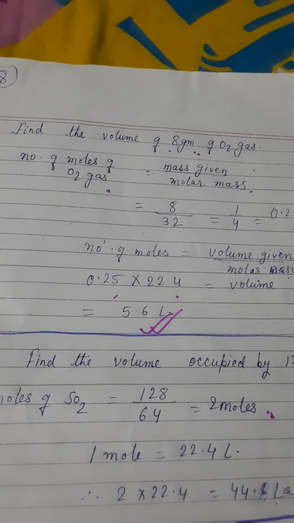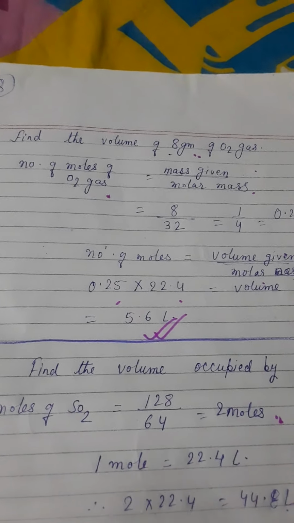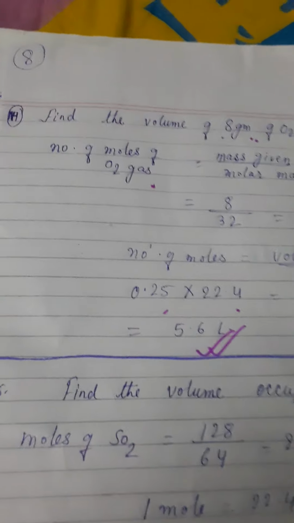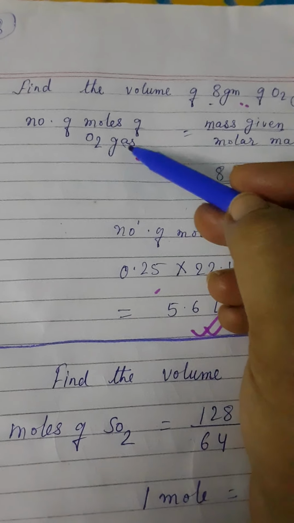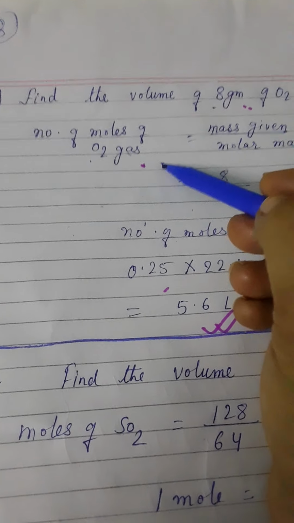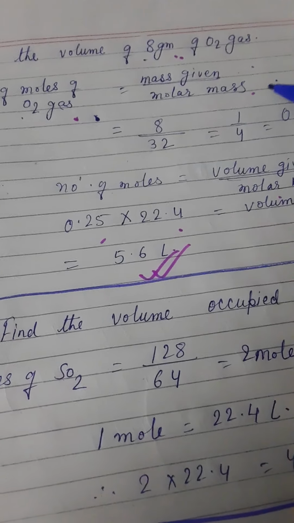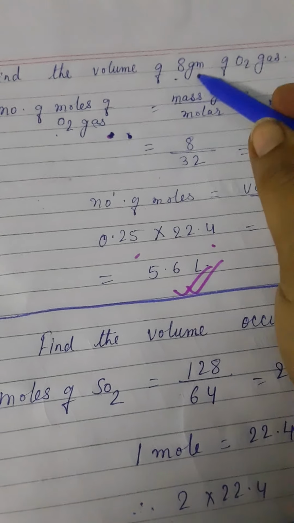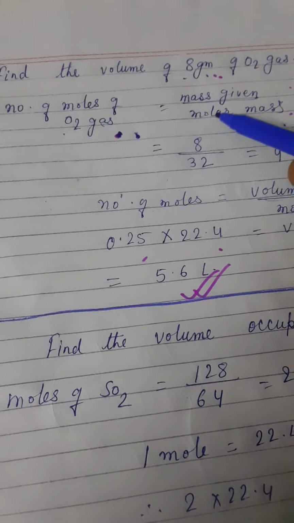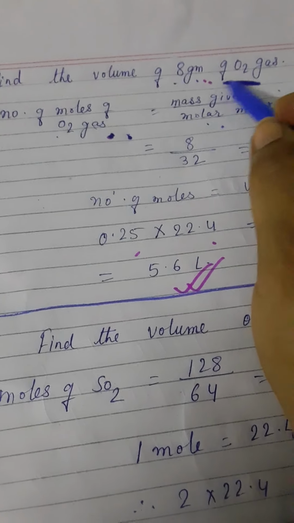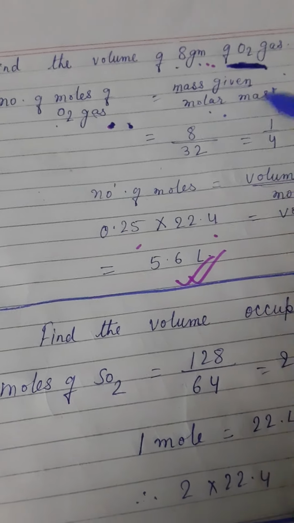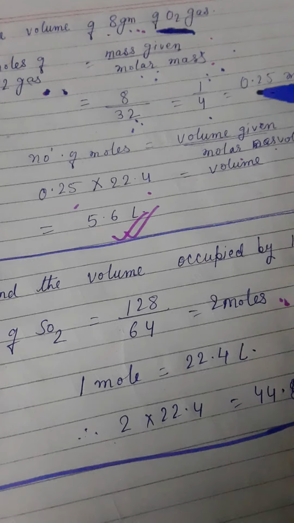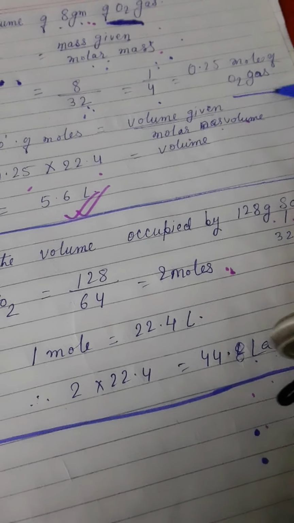See, find the volume of 8 gram of oxygen gas. Same, we have to find out the number of moles. Number of moles is mass given by molar mass. The mass given is 8, and we are finding the number of moles of oxygen gas, O2 molecule, so molar mass will be 32. So mass given by molar mass, 8 by 32, is 0.25 moles of oxygen gas.